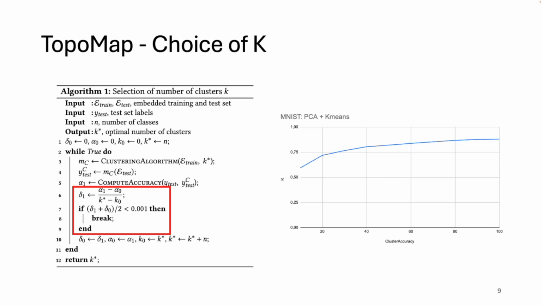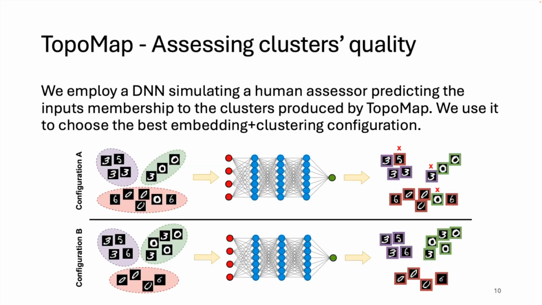So for each cluster, we compute the mode, that is the most represented class in the case of classification. And if the most represented class corresponds to the original class of the instances, we say that the accuracy is high. So we do it iteratively for different values of k until we achieve a plateau. When we achieve a plateau, we stop and select that k. We do that for different embedding clustering configurations.